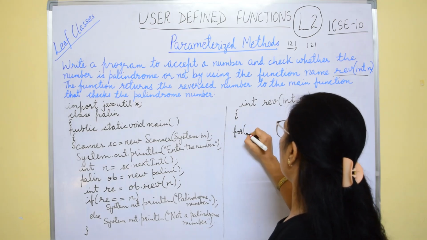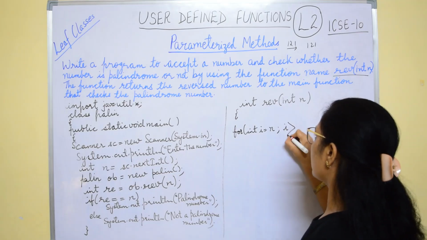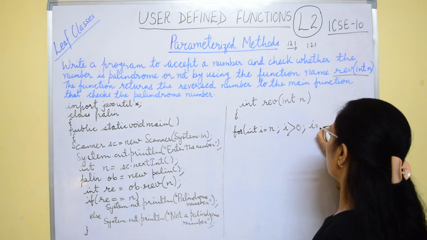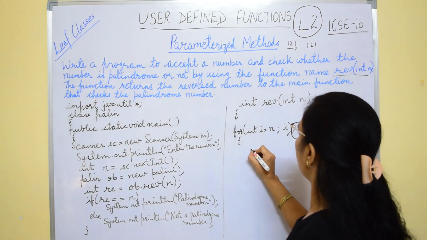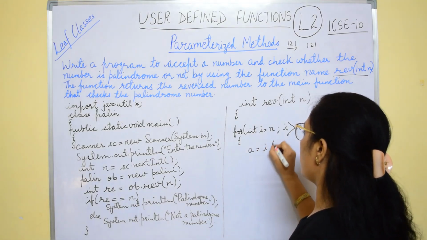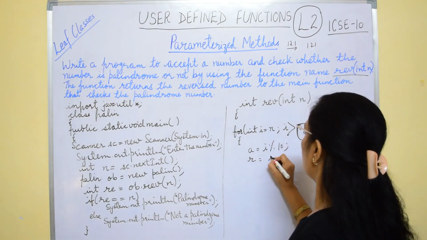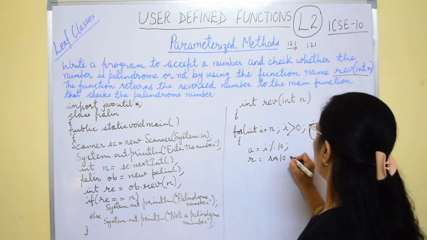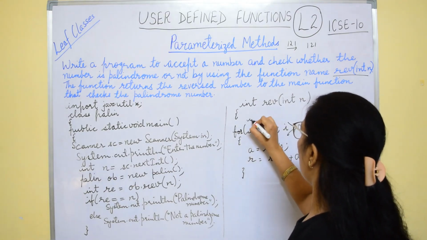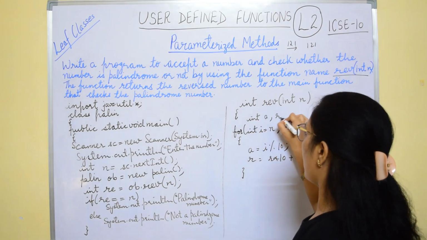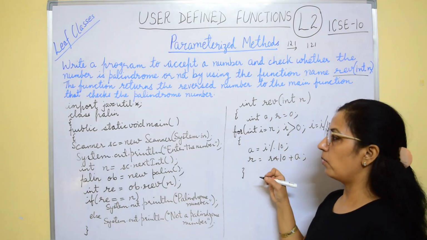So for (int i = n; i > 0; i = i / 10), and here you write a = i % 10; r = r * 10 + a; and here we declare int a, r = 0. Very fast I will tell you how we are doing this.